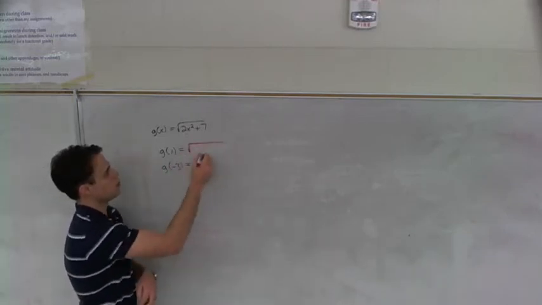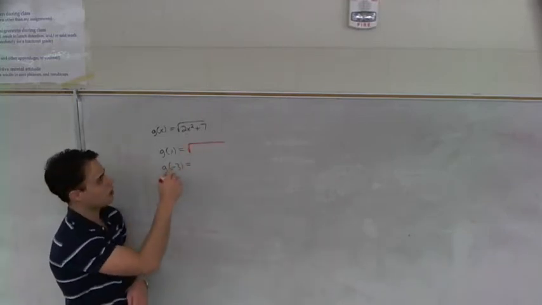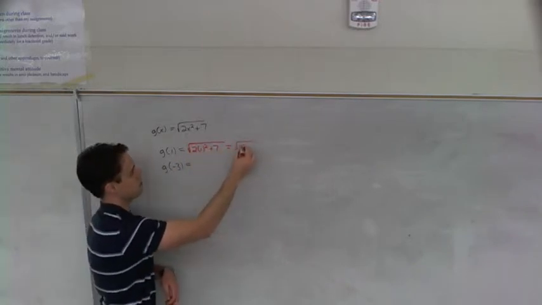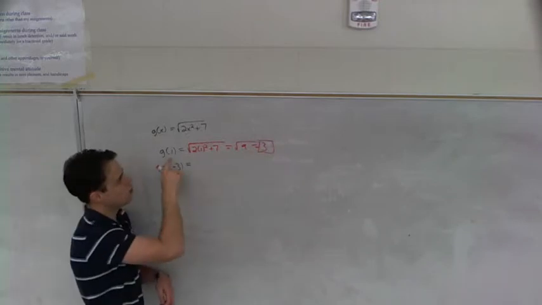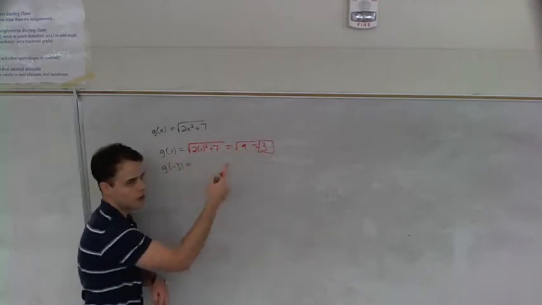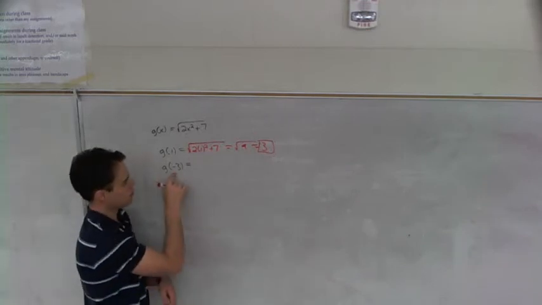So I plug 1 in. Remember, that's what the notation says. It means plug stuff in. So that's the square root of 9, which is 3. So if I plug 1 in, this is the way we want to think about functions. I put 1 in, 3 came out. I put -3 in.